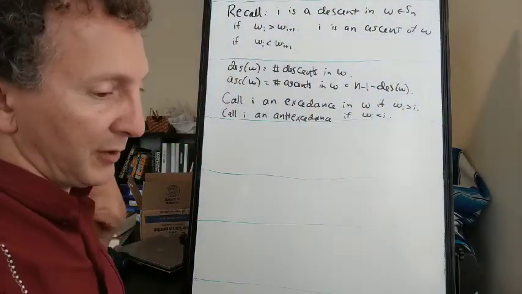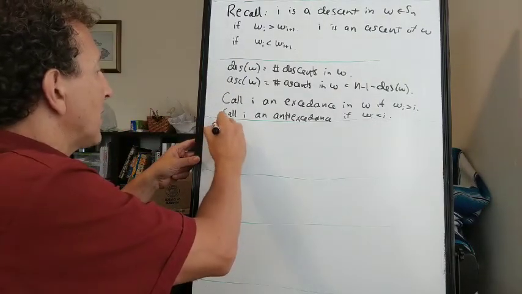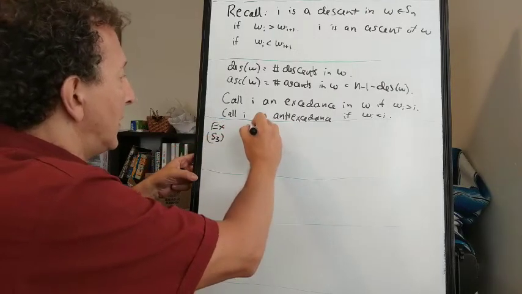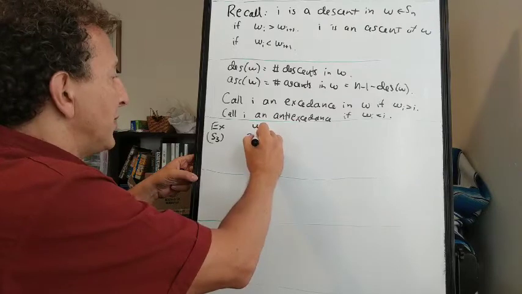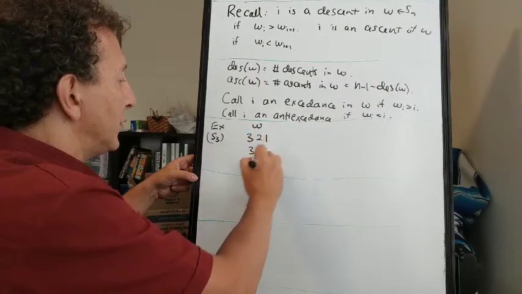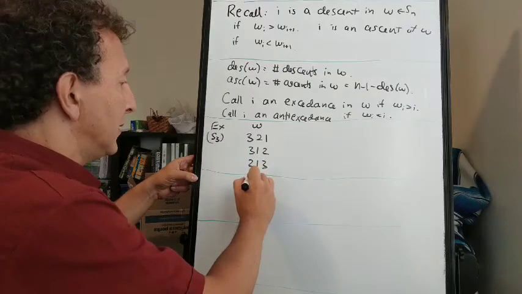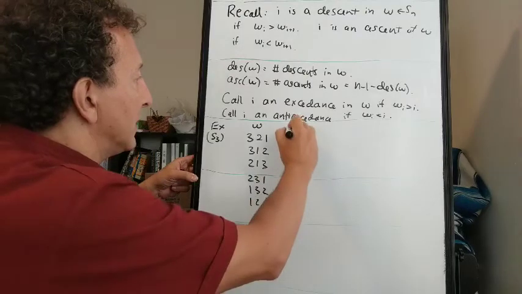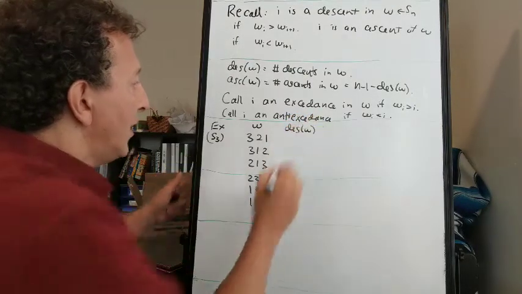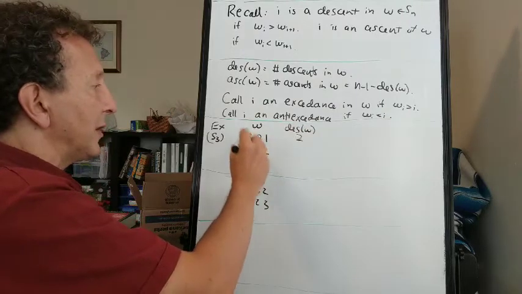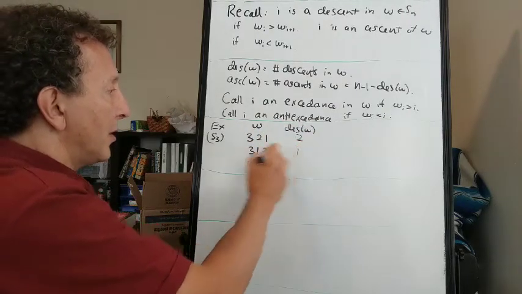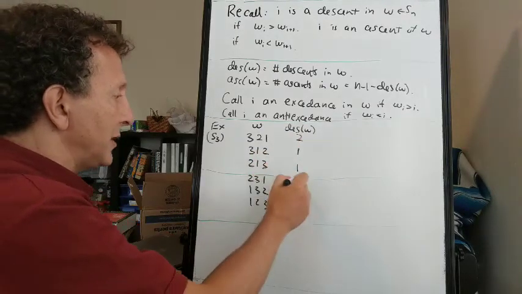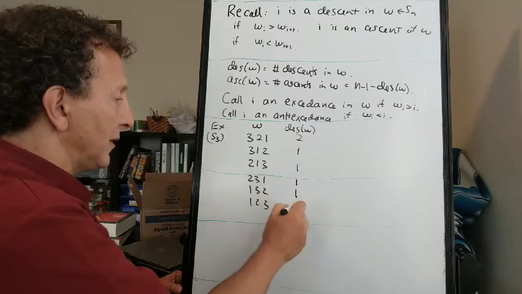So let's make a table for S3. So the permutations are 321, 312, 213, 231, 132, 123. The numbers of descents are 2, because 3 is bigger than 2 and 2 is bigger than 1; then 1; 1; 1; 1; and then 0.